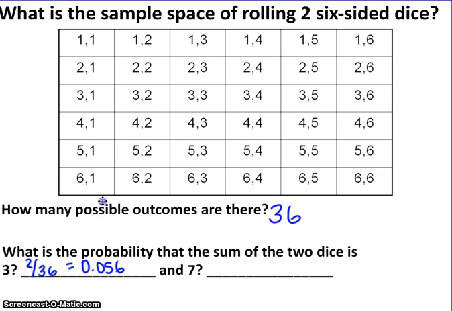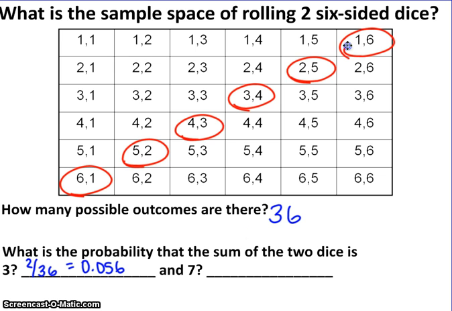What's the probability that it will add to 7? 6 plus 1, 5 plus 2, 4 plus 3, 3 plus 4, 2 plus 5, and 1 plus 6 all add to 7. So that's 6 out of 36 or 0.1667.